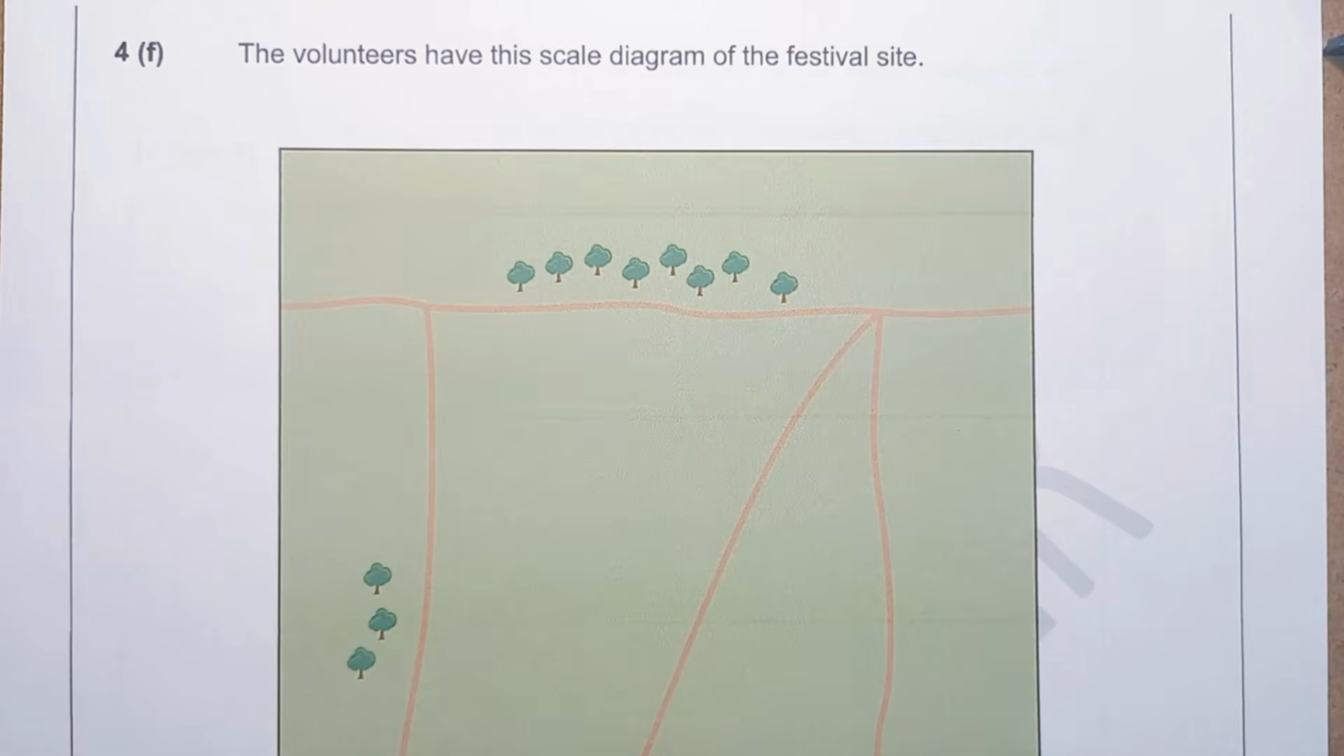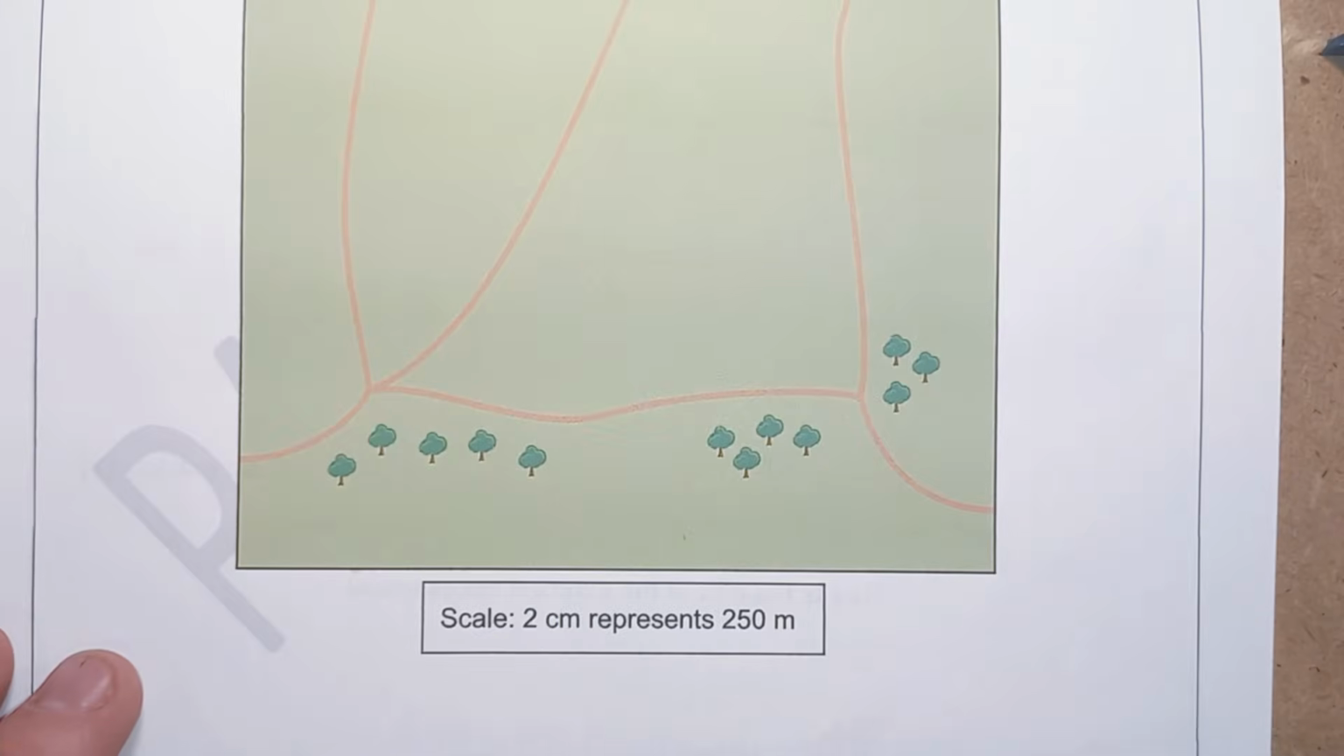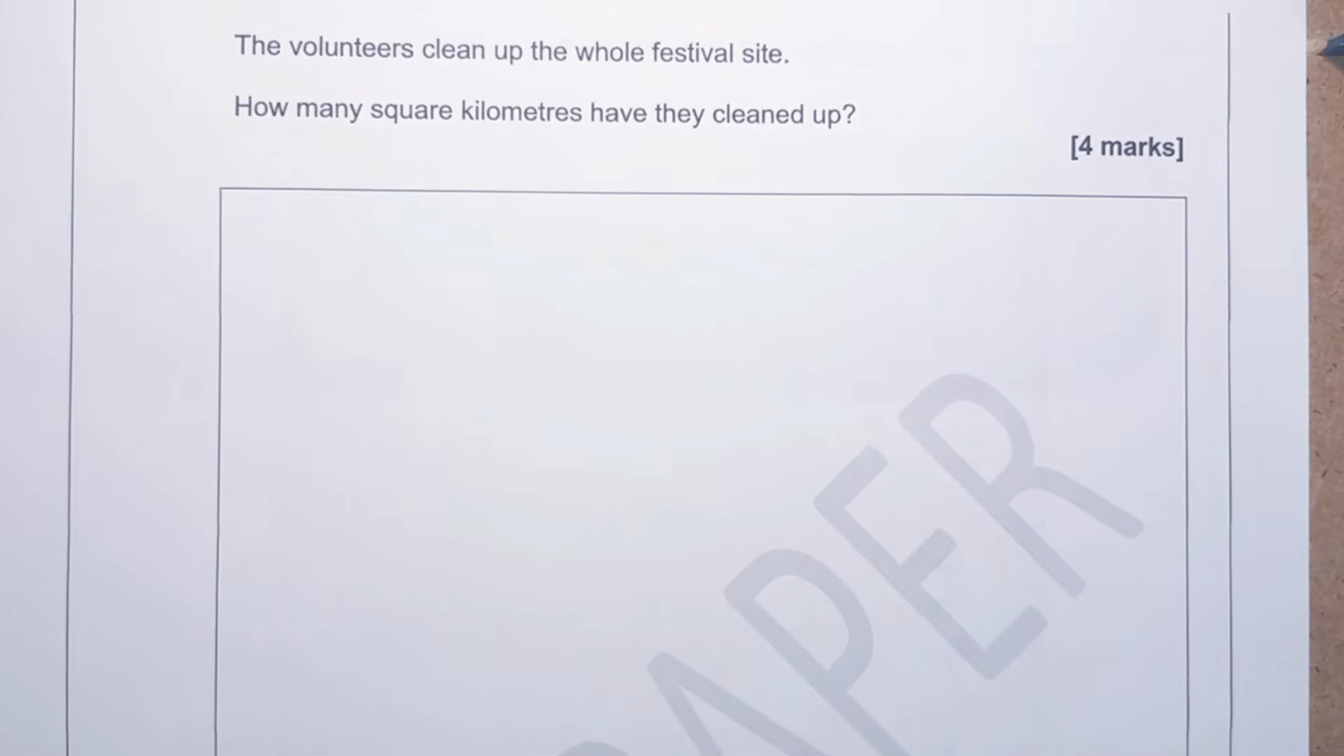4F. The volunteers have this scale diagram of the festival site. Yeah, so there it is. And we're told that 2 centimetres represents 250 metres. Now we need to turn over for the actual question. The volunteers clean up the whole festival site. How many square kilometres have they cleaned up?